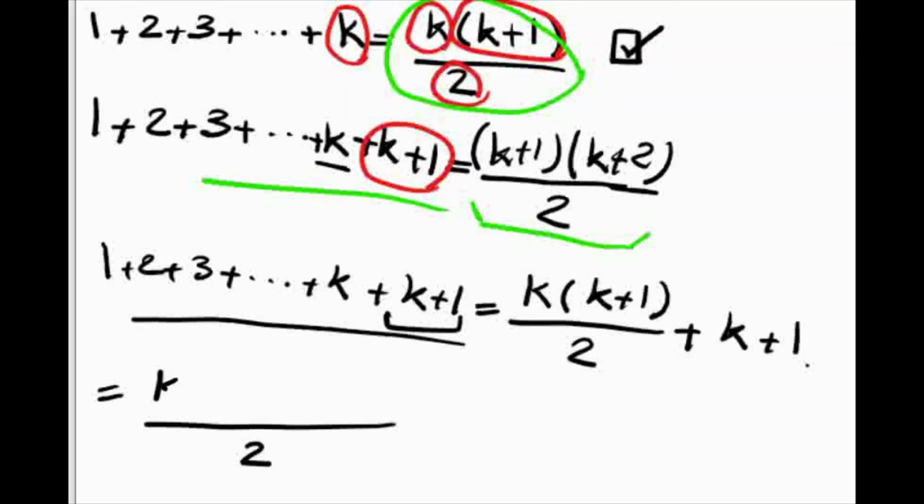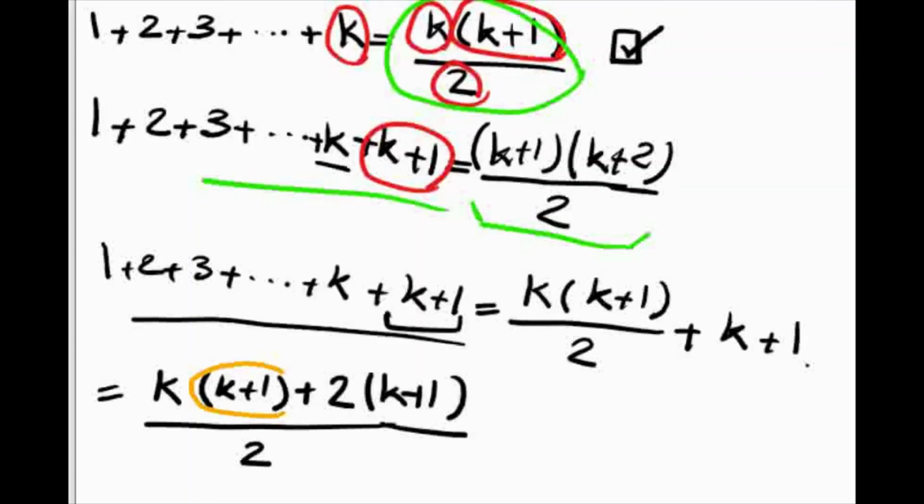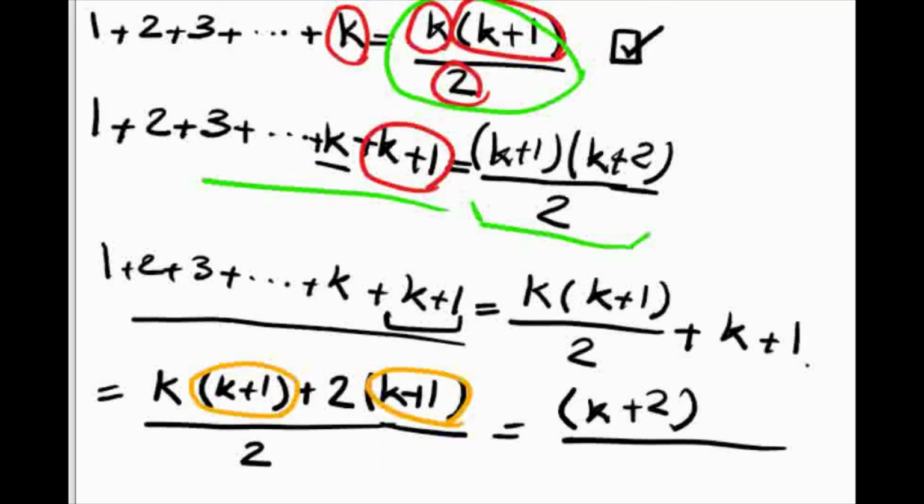then I have k times k plus 1, and for the next part I have 2 times k plus 1, because there is the denominator 2 for this part of my equation. If you notice, we have k plus 1 here and we have k plus 1 here. So what we can do is factor that out. What we are going to get is k plus 2 times k plus 1, divided by 2.